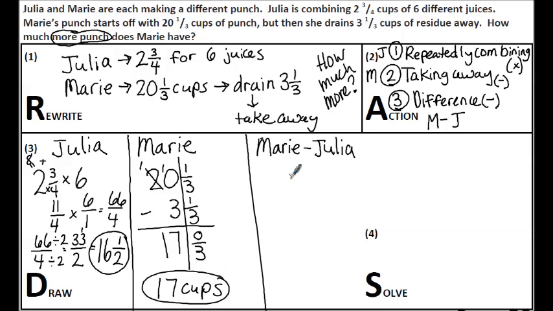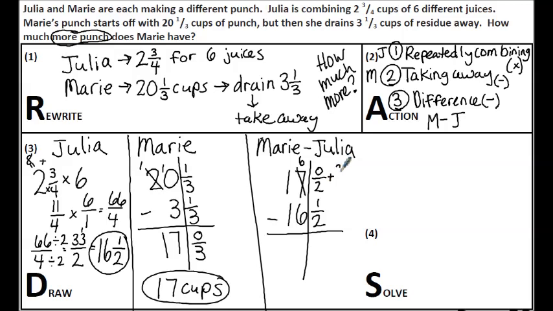So we know that Marie has more, so we're going to put her amount first. We put the bigger amount first. And we have 17 whole cups, and we're taking away 16 and a half cups to see how much more Marie has. So I have 0 halves, and I want to take away 1 half, which I can't do. So I'm going to borrow 1 from the whole cup. So I'm going to take 1 cup away, and now I have 16 cups.